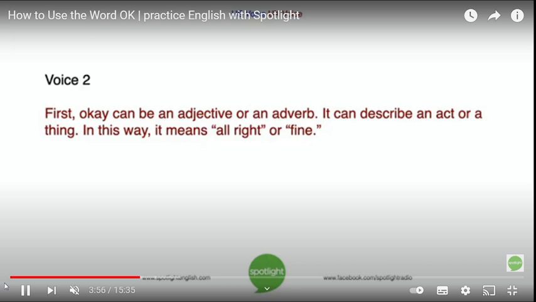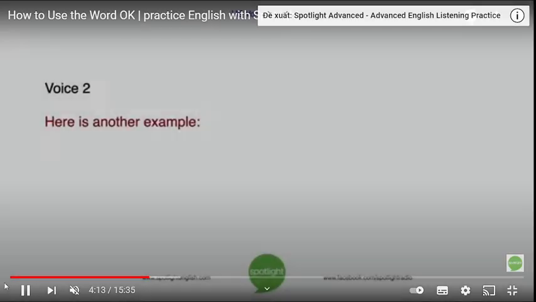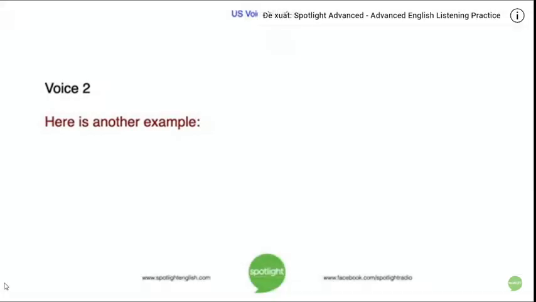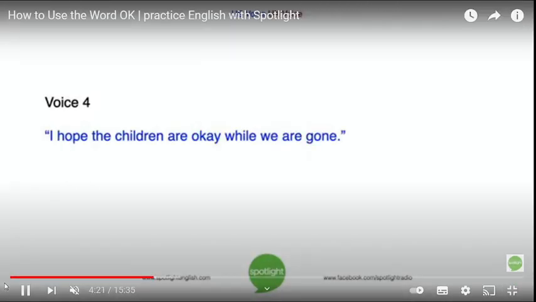First, okay can be an adjective or an adverb. It can describe an act or a thing. In this way, it means alright or fine. Are you okay? Here is another example. I hope the children are okay while we are gone.